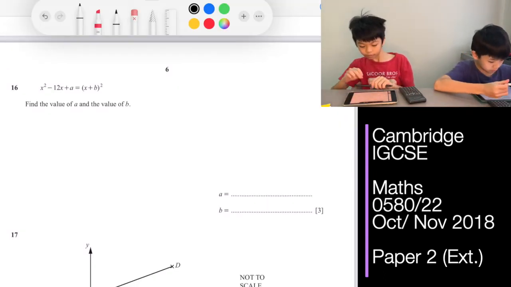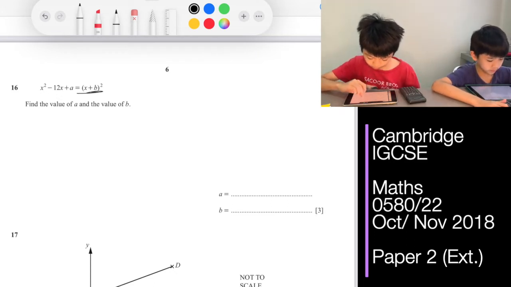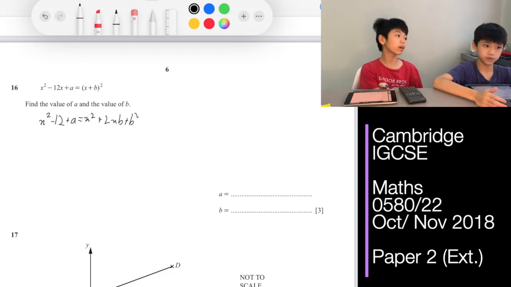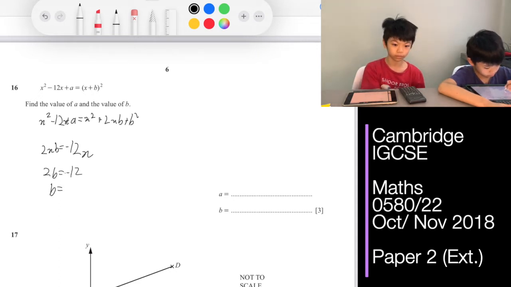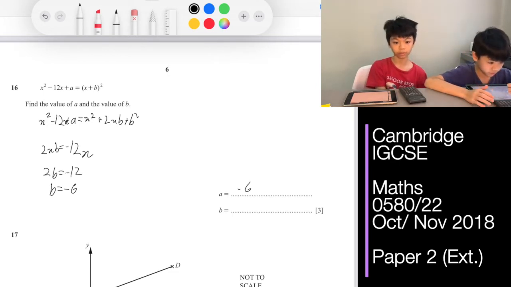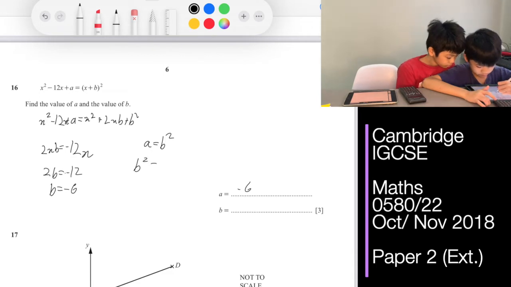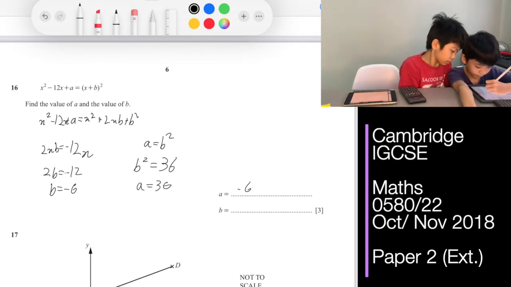Okay, for question 16, x squared minus 12x plus a is equal to (x plus b) squared. Find the value of a and the value of b. Okay, so first we expand the right side, and then we should get x squared minus 12x plus a equals x squared plus 2xb plus b squared. Okay, now we can use coefficient comparison. So 2xb is equal to negative 12x, 2b is equal to negative 12, and b is equal to negative 6. Now we know a equals b squared, and b squared is equal to 36, negative 6 times negative 6 is 36. So a is equal to 36. Ta-da!